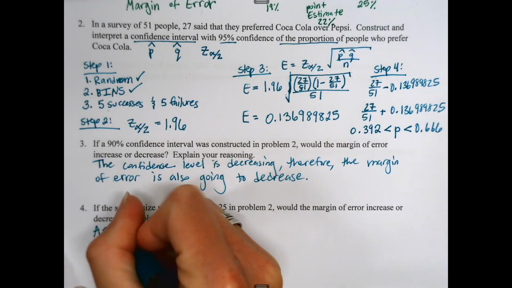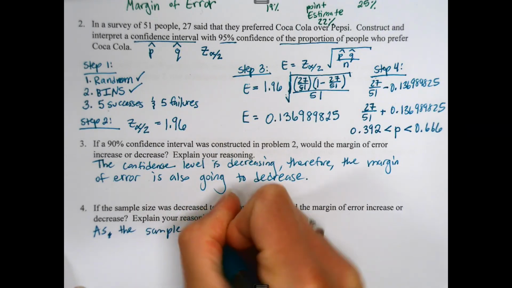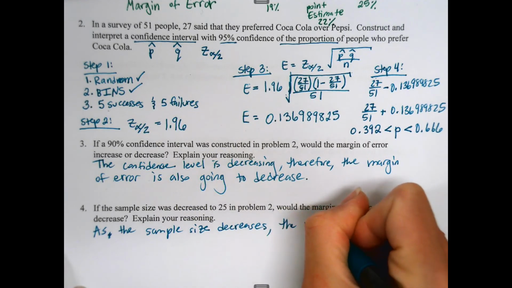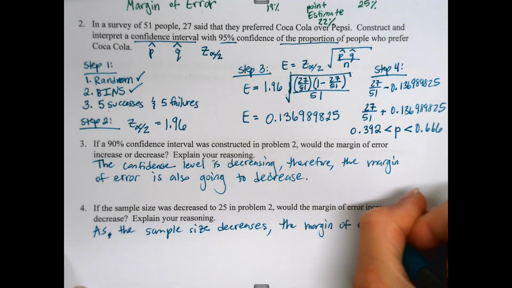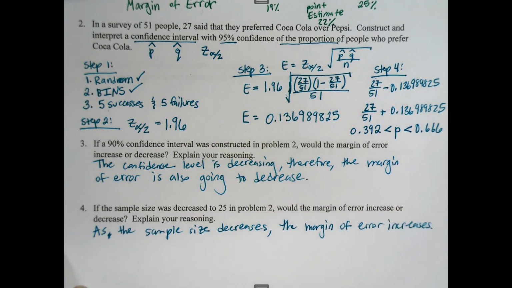So as the sample size decreases, the margin of error increases. The reasoning behind this is because as our sample size gets bigger and bigger, it is getting closer and closer to the population size. And as we get closer to the population size, your margin of error is going to get smaller.